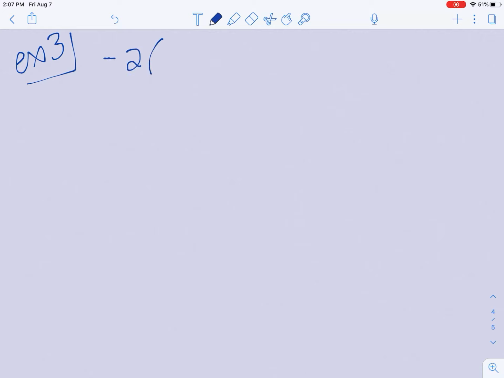So the last example is negative 2, open your parentheses. I don't know why it keeps doing that.